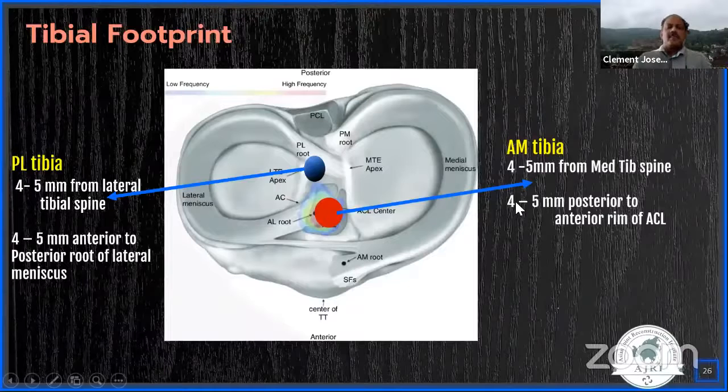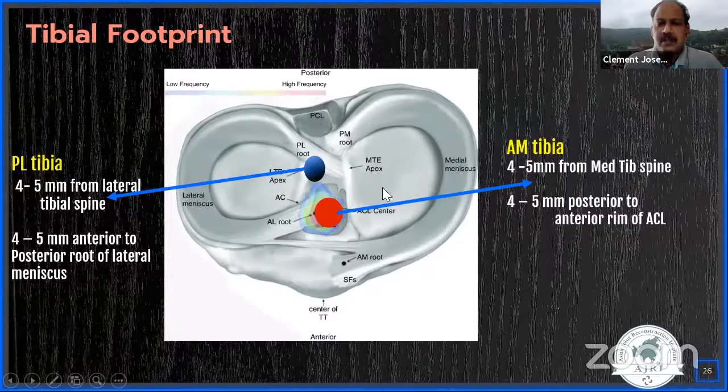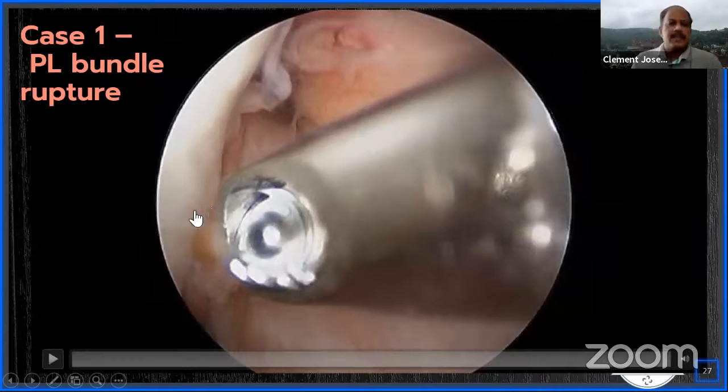If you're going to do a selective AM bundle reconstruction, the typical tibial tunnel should be around 4 to 5 millimeter from the medial tibial spine, and it should also be 4 to 5 millimeter posterior to the anterior edge of the ACL. If you're doing a PL bundle alone, your tunnel should be 4 to 5 millimeter from the lateral tibial spine, and 4 to 5 millimeter anterior to the posterior root of the lateral meniscus. In this case, one should try to come slightly more towards the center to avoid damaging the posterior root of the lateral meniscus. So we'll go through an example of this case.